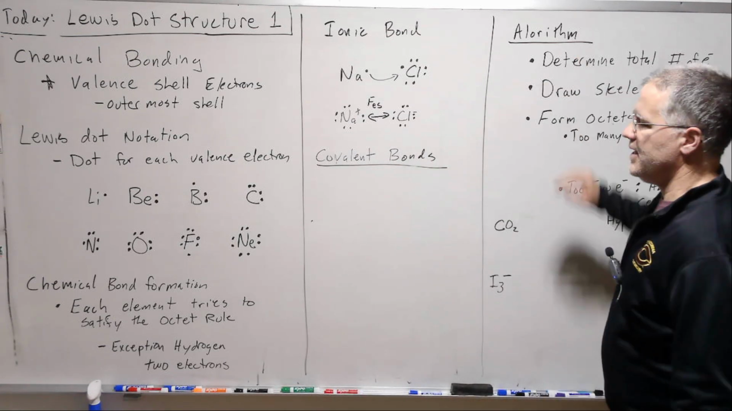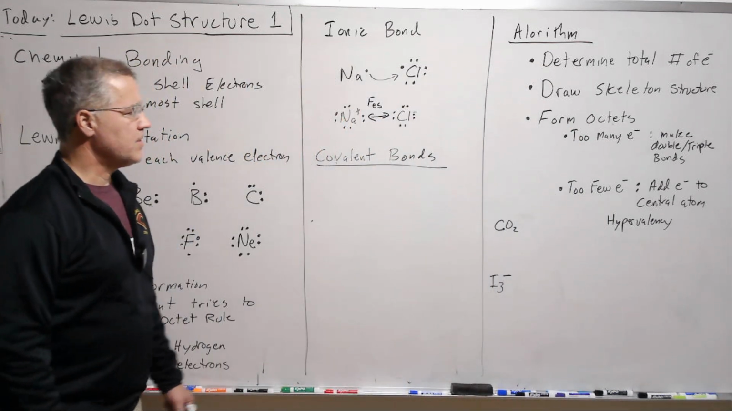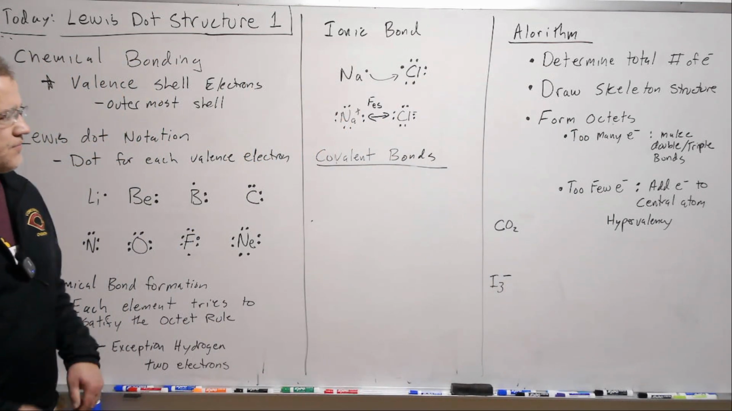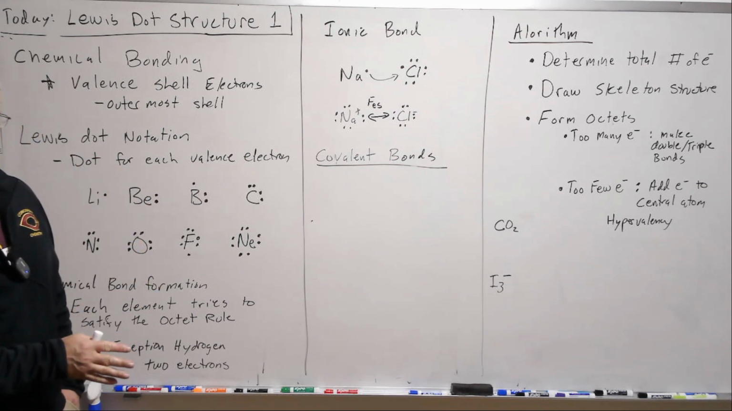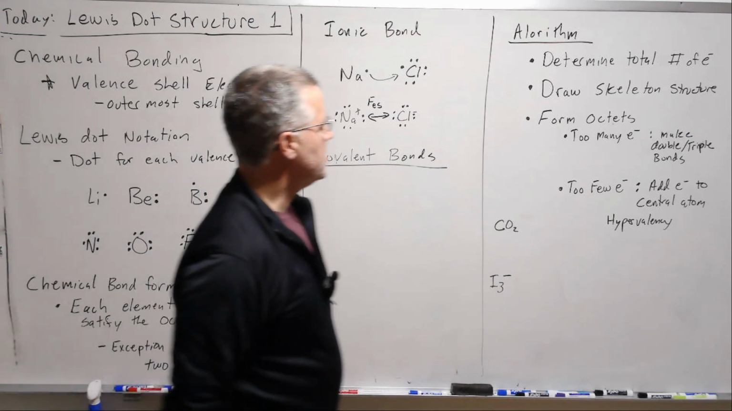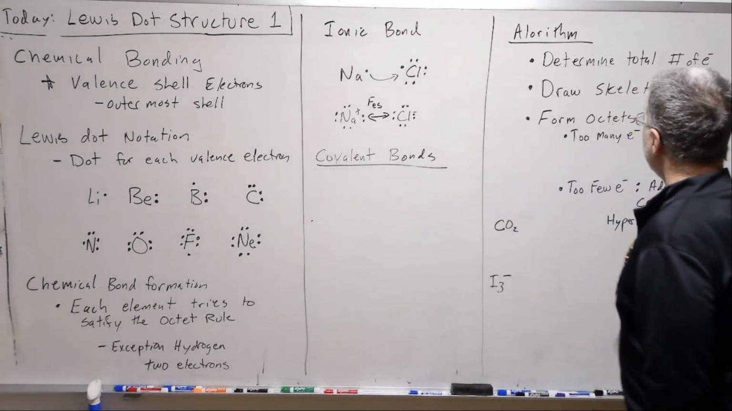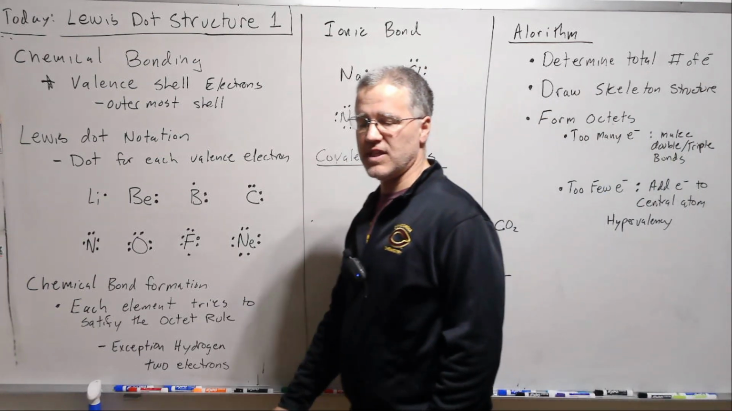Let's go through an algorithm for getting the correct Lewis structures. And we will go through the elementary version, and then we'll add some things next time. Okay, so the first step is to determine the total number of electrons.